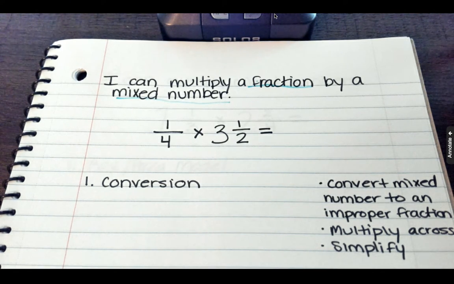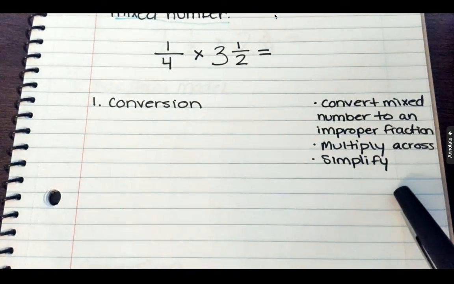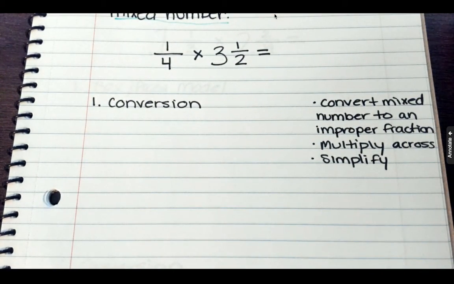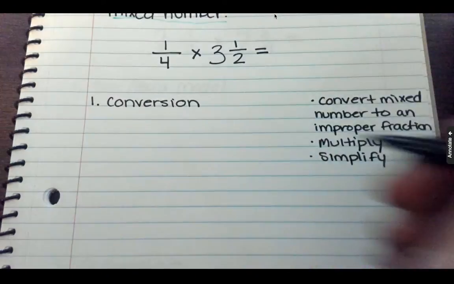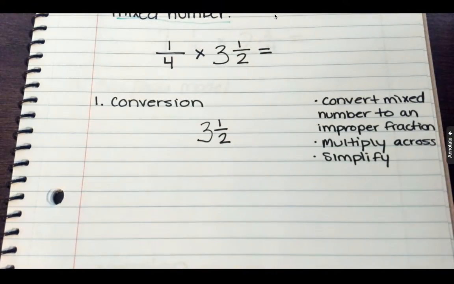So we're going to go over two main methods today. The first method is using conversion. I wrote on the side over here the steps that you can take to do the conversion method. So, step 1, convert the mixed number to an improper fraction. So, I'm going to convert 3 1/2 to an improper fraction.